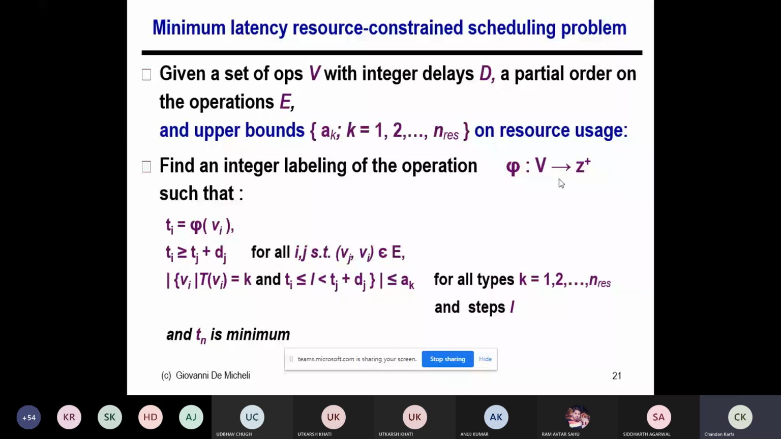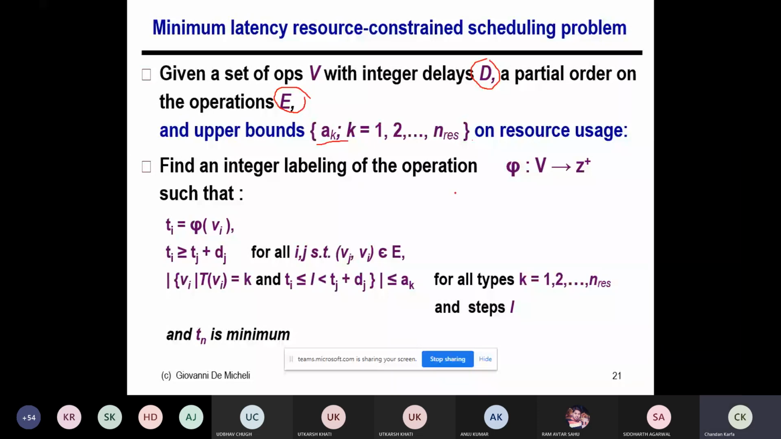And if you remember, the problem is like this: I have a given sequence graph V, and every node has a particular delay. Delay is basically the number of time steps needed to execute that particular behavior, and the dependency, which is E, right? And you are also given the upper bound AK of number of resources, for each type of resource, like multiplier, adder, ALU, and so on.